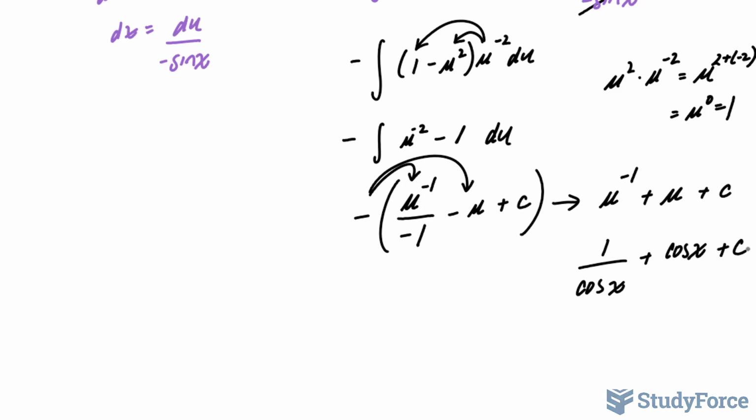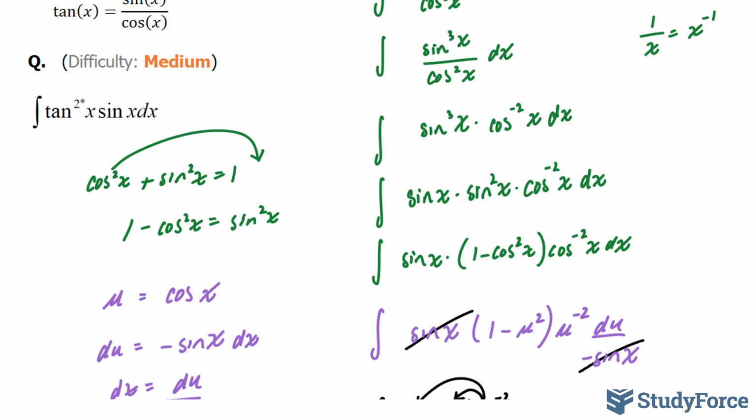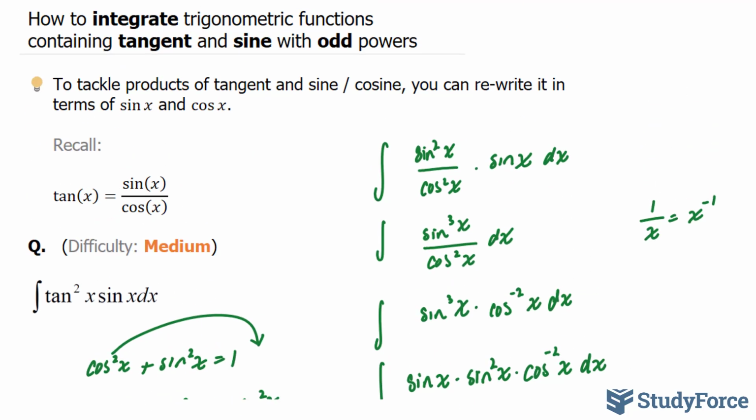You can stop right there, or you can combine these two terms, but it's not important. This right here represents the integral of this function. And there you have it. That is how to integrate trigonometric functions containing tangent and sine with odd powers.